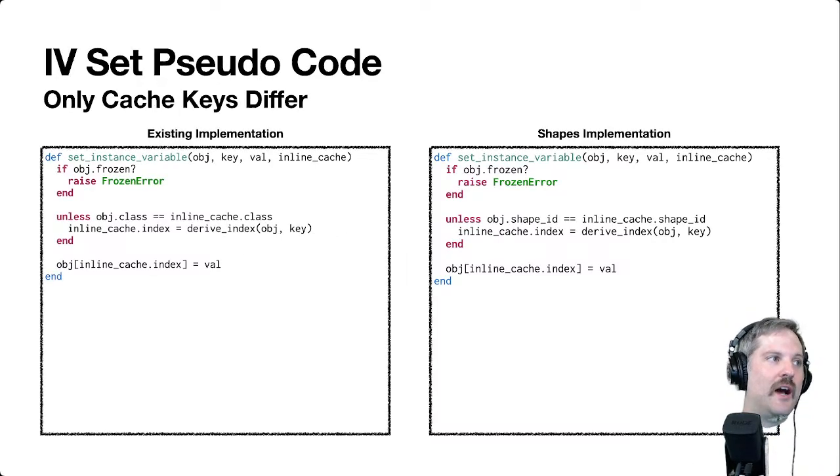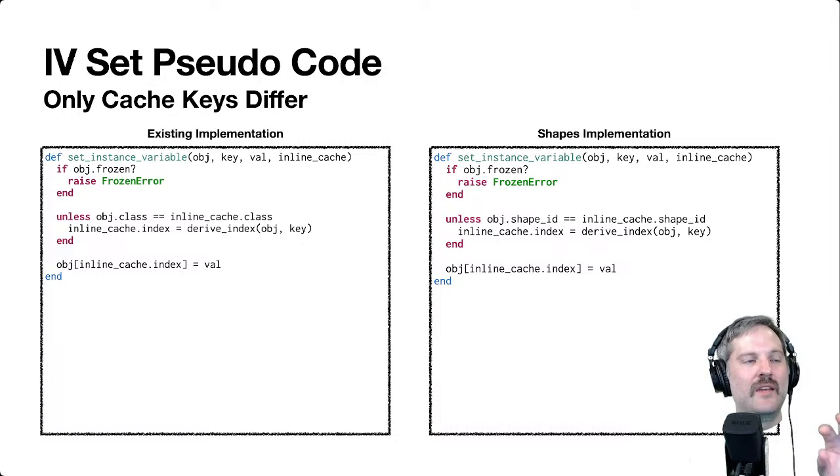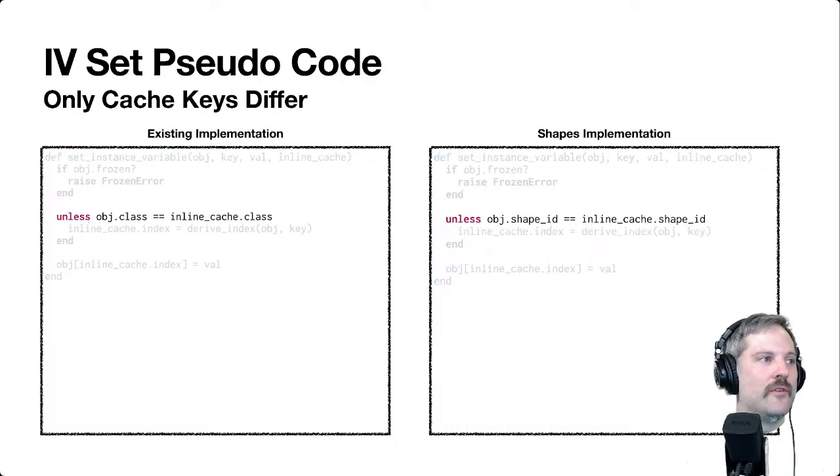So let's take a look at the IV set. This is pseudocode for setting an instance variable. Now, it's kind of hard to read. The main difference, I'm going to highlight it, is right here where the existing implementation checks the current class to see whether or not we've hit that cache. Whereas in the shapes implementation, we're just checking the shape ID. And in fact, we can do even better than this.